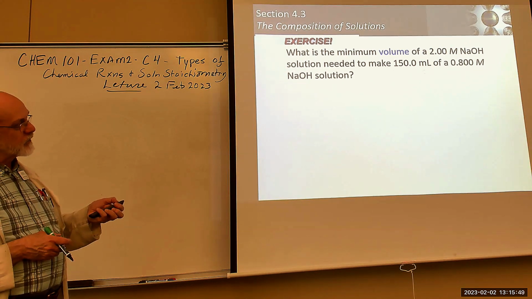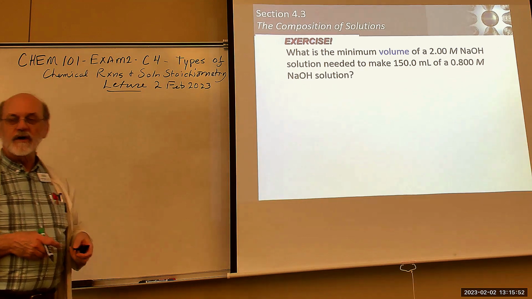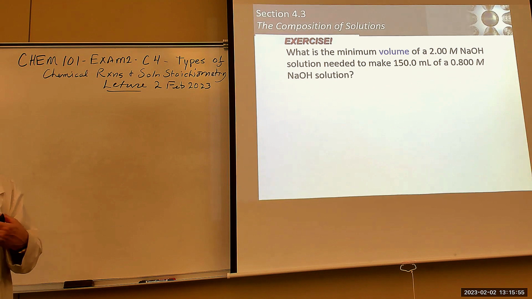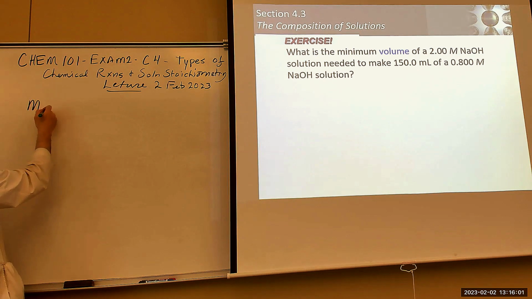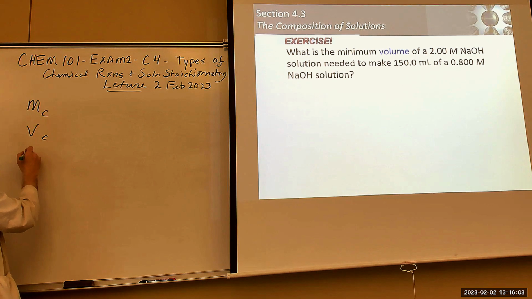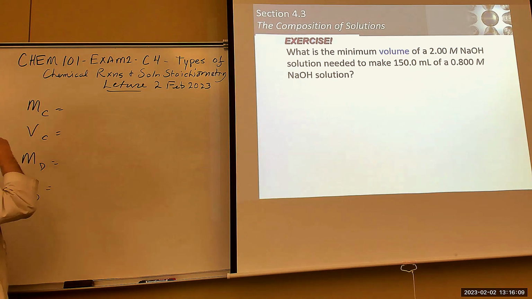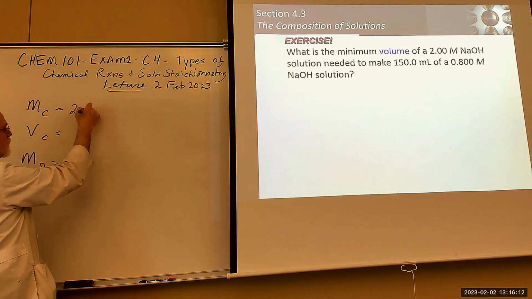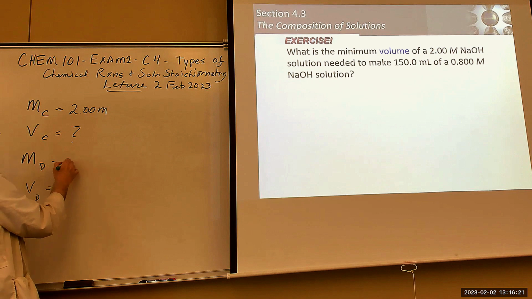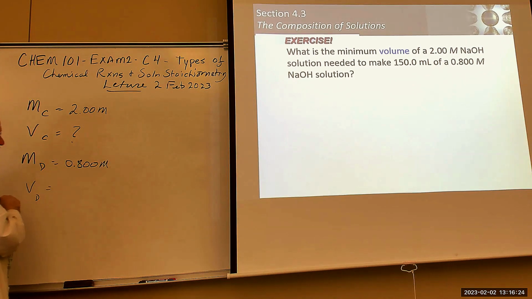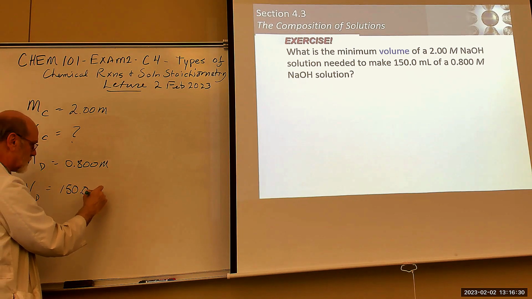We're going from 2 molar down to 0.8 molar. And the final volume is 150 milliliters. So we're looking for the volume of the concentrated solution that you bring over to dilute. All right, so we'll set it up this way. The molarity of the concentrated, the volume of the concentrated, molarity of the dilute, and the volume of the dilute. So we'll fill in our values. What's the molarity of the concentrated? 2 molar. What's the volume of the concentrated? That's the unknown. What's the molarity of the dilute? 0.800 molar. And how about the volume of the dilute? The final volume is 150 milliliters.